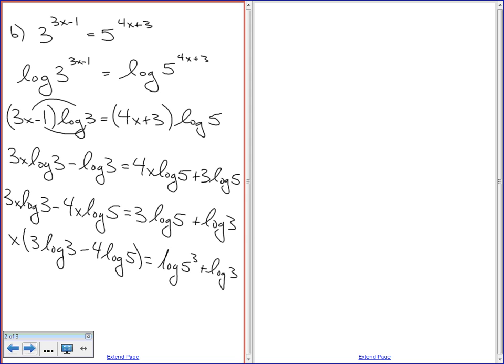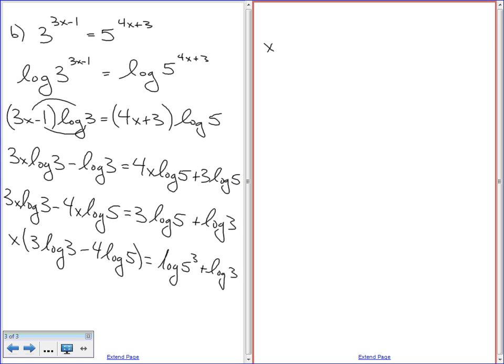Okay. On the left-hand side, I have x bracket times 3 times the log of 3. So what I'm going to do, again, in order to combine, is move these exponents up on top, and now I'm just going to evaluate it. So 3 to the power of 3 is 27. Subtract 5 to the power of 4, which is 625.